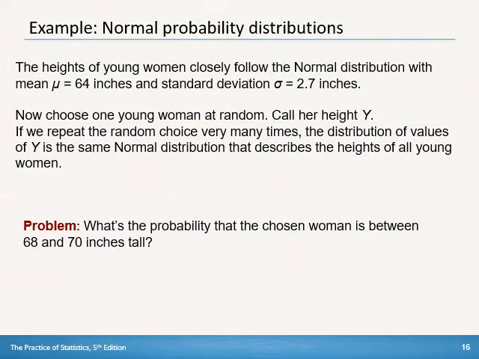All right, so let's look at an example. The heights of young women closely follow a normal distribution with a mean of 64 inches and a standard deviation of 2.7 inches. Now, choose one young woman at random. Call her height Y, capital Y. If we repeat the random choice many, many times, the distribution of values of Y is the same normal distribution that describes the heights of all young women. So, what is the probability that the chosen woman has a height between 68 and 70 inches?